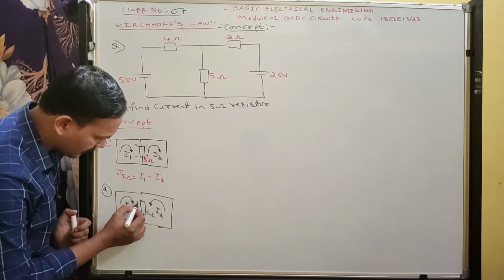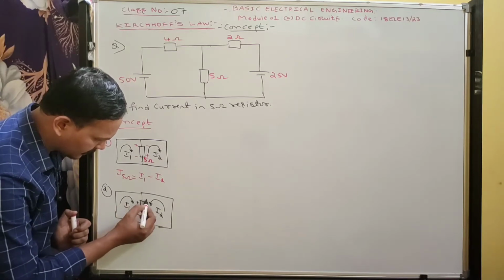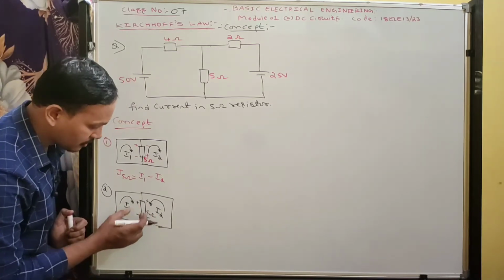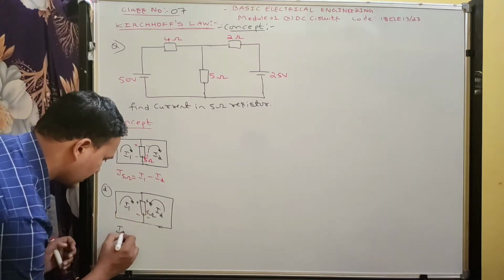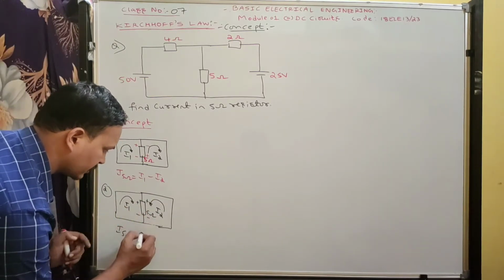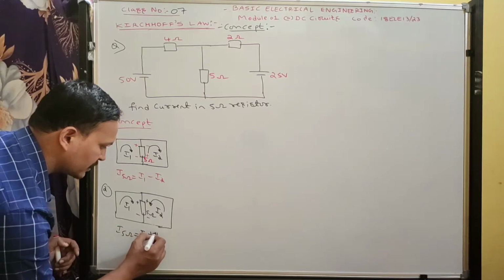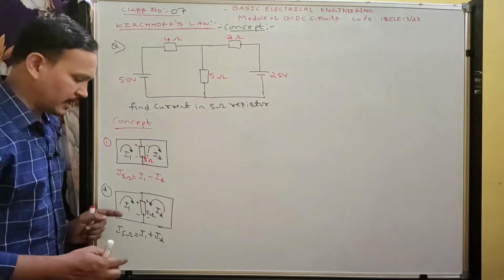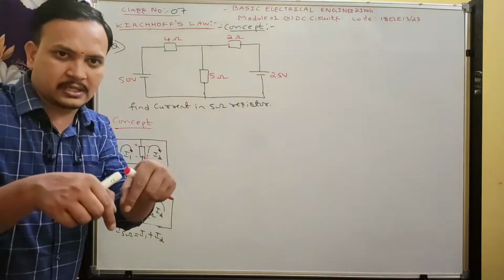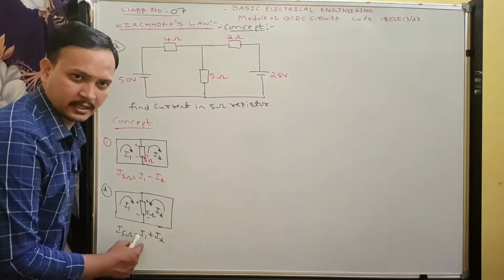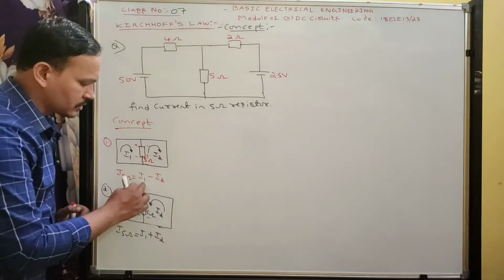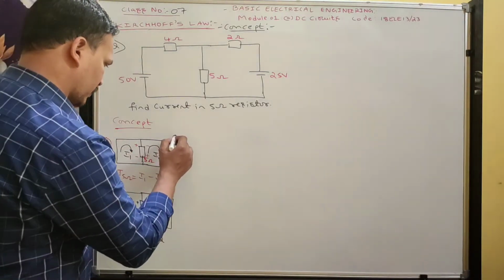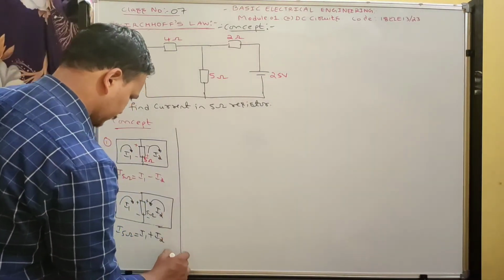See now, entering plus, leaves minus. This current is entering here, plus, leaves minus. Polarity same, plus plus, minus minus. So therefore, current flowing through the 5 ohm resistor is I1 plus I2. Whenever both the currents are entering the resistor, you should add the currents. And when they are opposing each other, you should subtract the currents. This is one way.